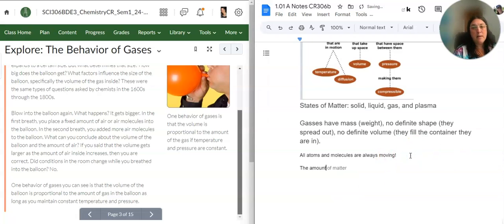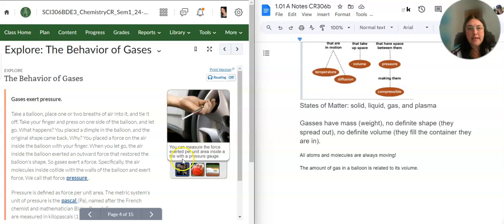All right, so the amount of gas in a balloon is proportional, in other words, related to its volume. If you like the word proportional, go ahead and use it. Proportional just means it goes up by a certain amount. Like if I double something or triple it, that would be proportional.